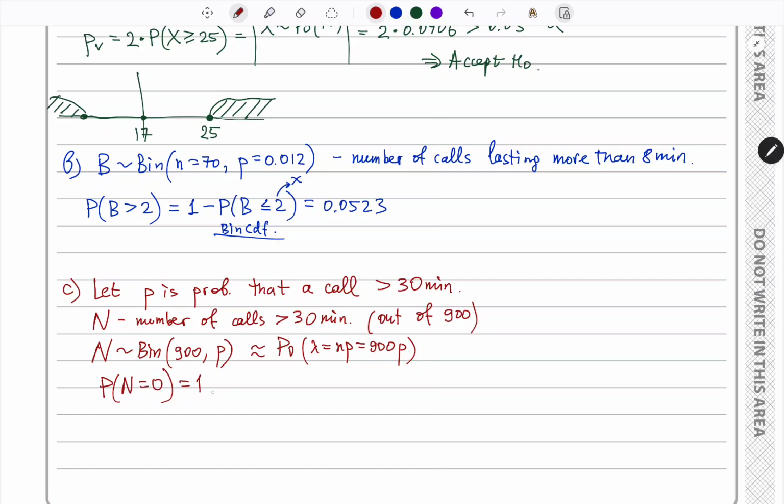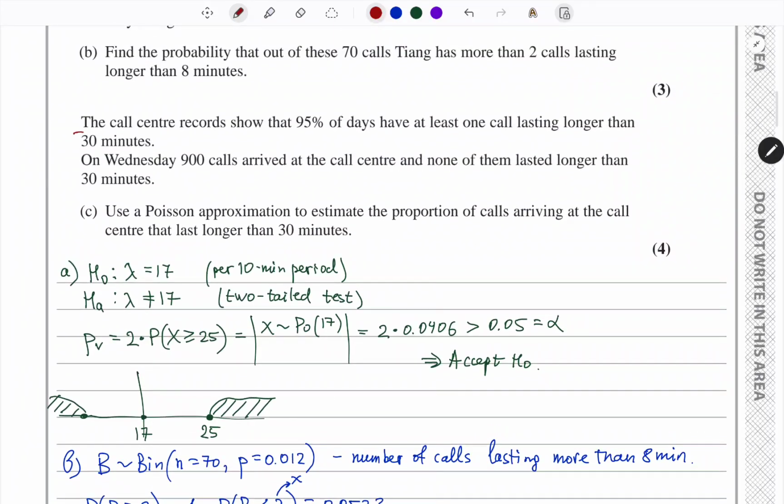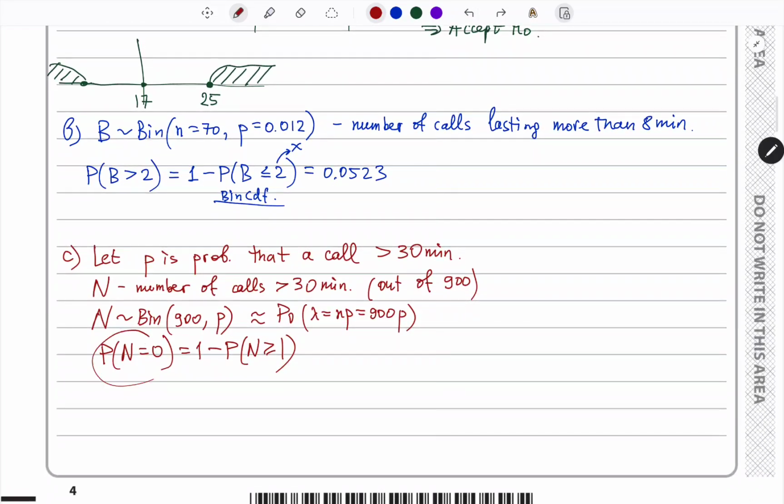It's 1 minus the probability that N is bigger than or equal to 1, which was given. The probability of at least one call longer than 30 minutes was 0.95. So the probability of no such calls is 1 minus 0.95, which is 0.05. I know how to approximate this probability, N equals 0, with the Poisson distribution.